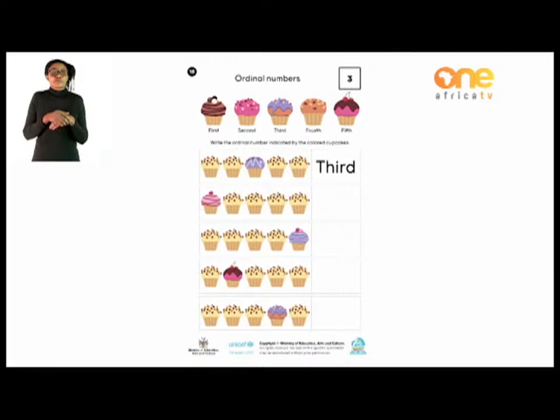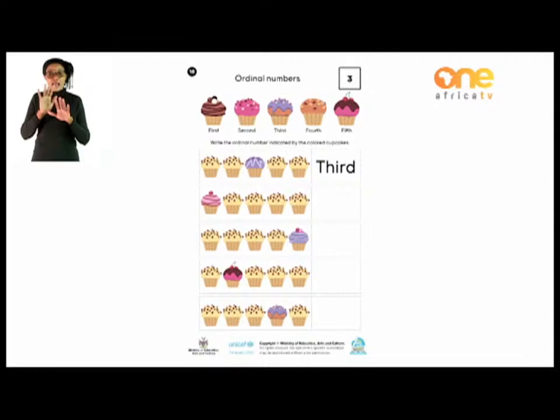So, let's look at the brown cupcake there. Is it first, second, or third? First. The pink one is second. The blue and orange is third. The orange one is fourth. And the brown and pink one is fifth. Write the ordinal numbers indicated by the colored cupcake.